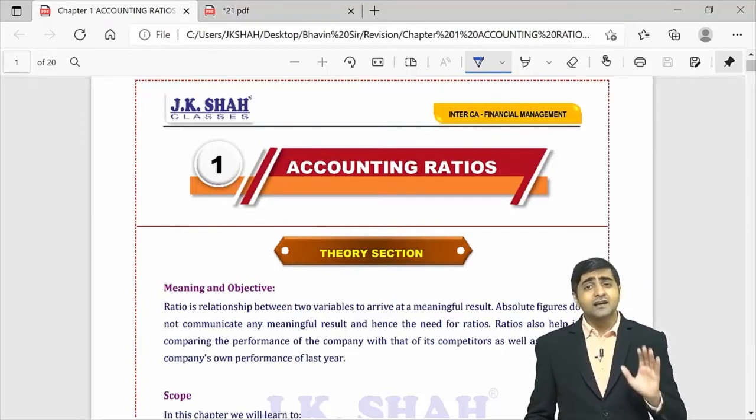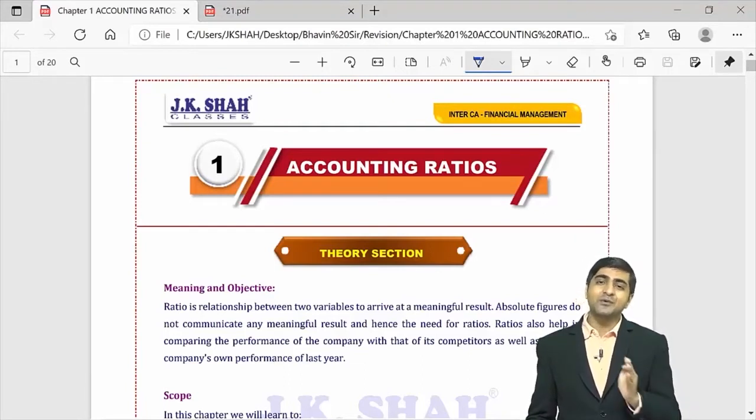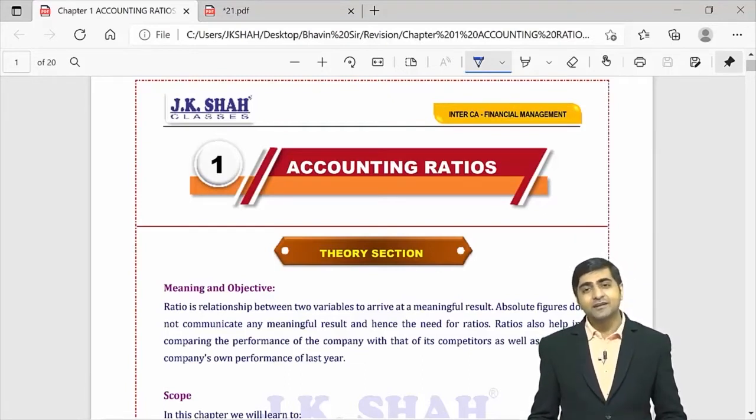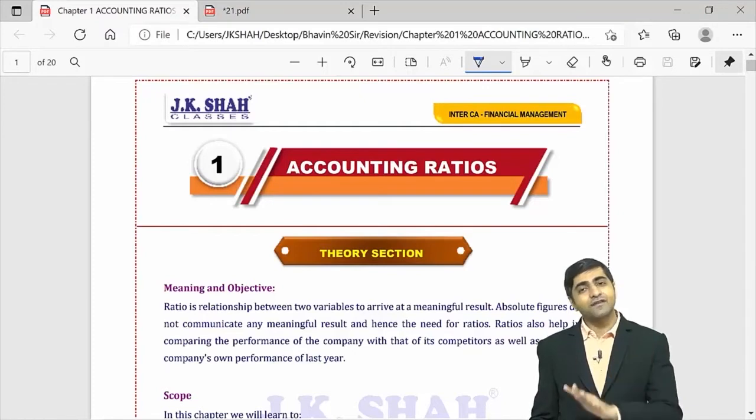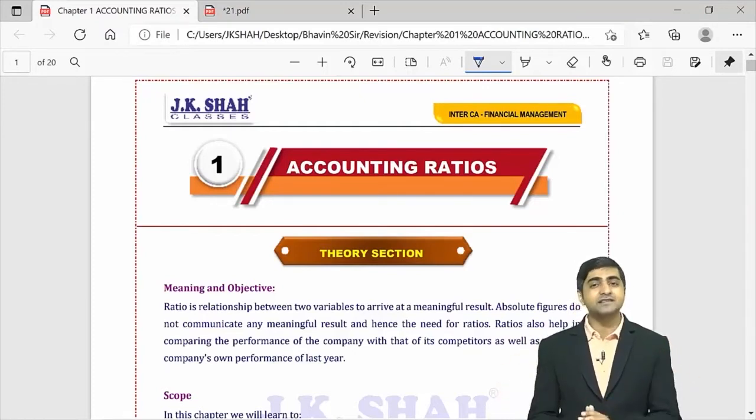So guys, ultimately the conclusion is what? That between question number 2 to question number 6, you have to attempt any 4 questions out of 5 of 10 marks each, and your question number 1 is your compulsory question of 20 marks. So together your FM is for 60 marks.